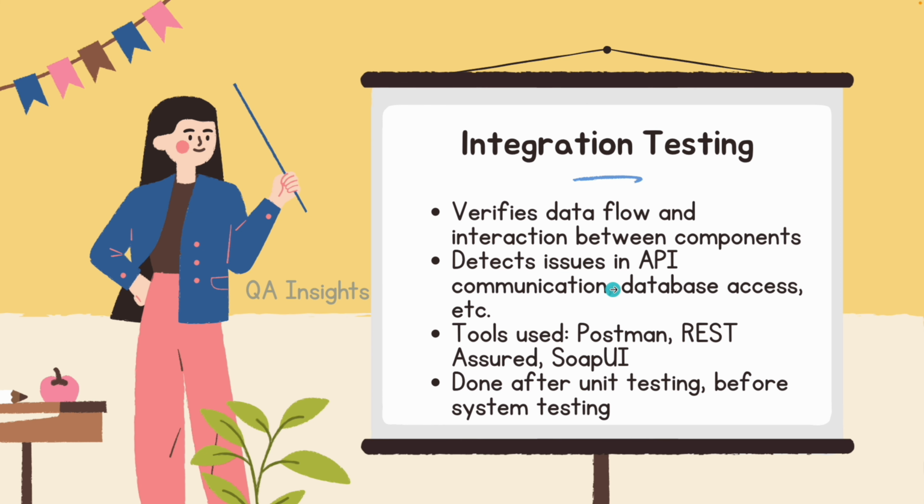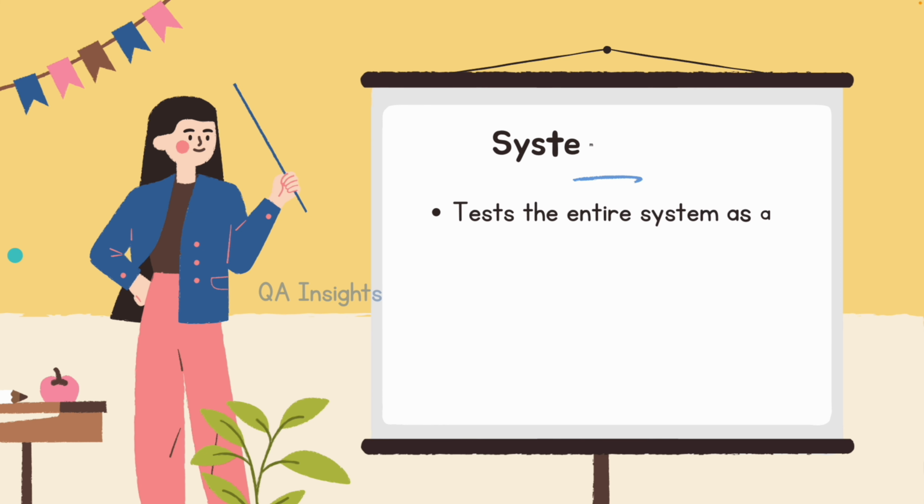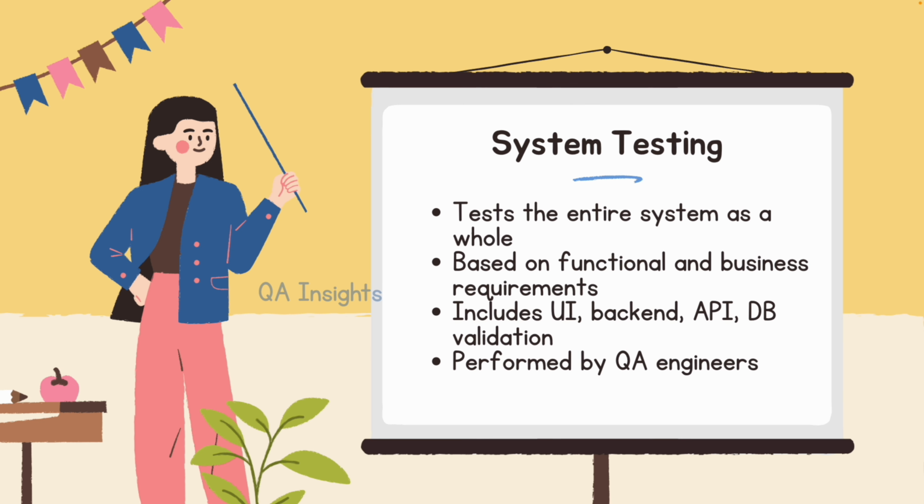Next up, we will see system testing. System testing is a high-level test that verifies the complete system as a whole. It simulates real-world scenarios to ensure that the application meets all business and functional requirements. It's the final validation before delivering the product to the client or user.